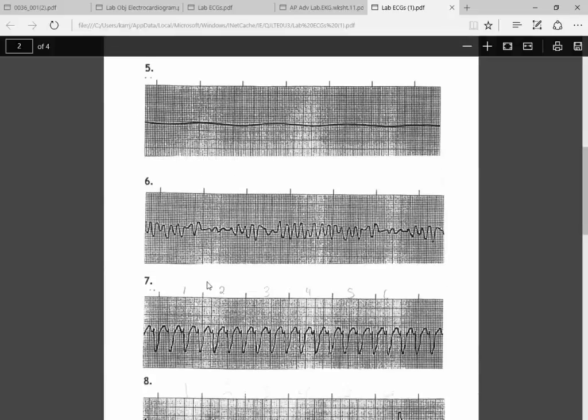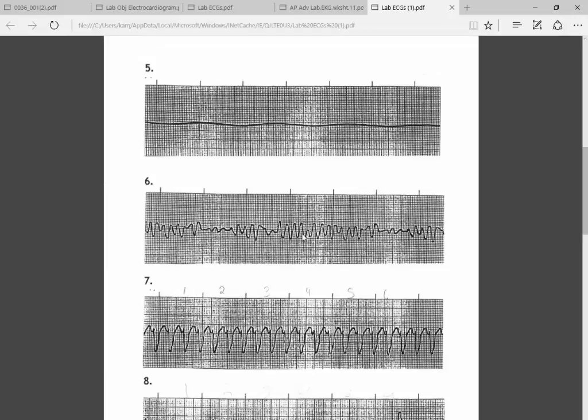Number six, regular or irregular? Irregular. Can you calculate the rate? No, so that would be NA. And what is the rhythm? Yep, ventricular fibrillation. Kind of looks like scribbling.